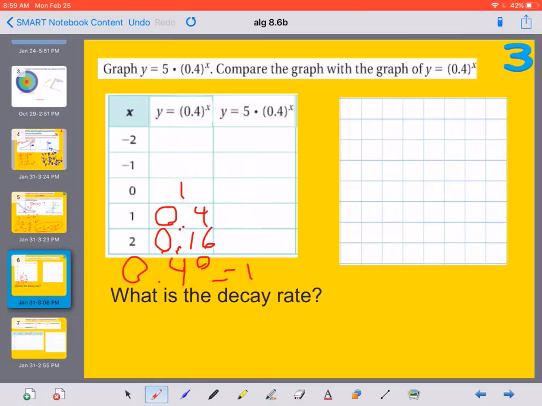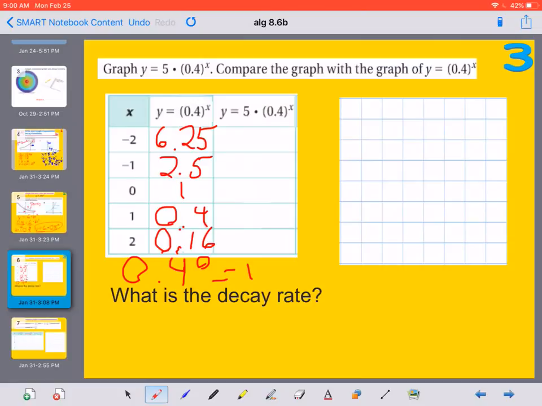0.4 to the power negative 1, 2.5. Now I'm just putting all of these in my calculator because I think that's the easiest to do. So you guys can do that as well. 0.4 to the power negative 2, which gives me 6.25. So I'm going to graph this line.